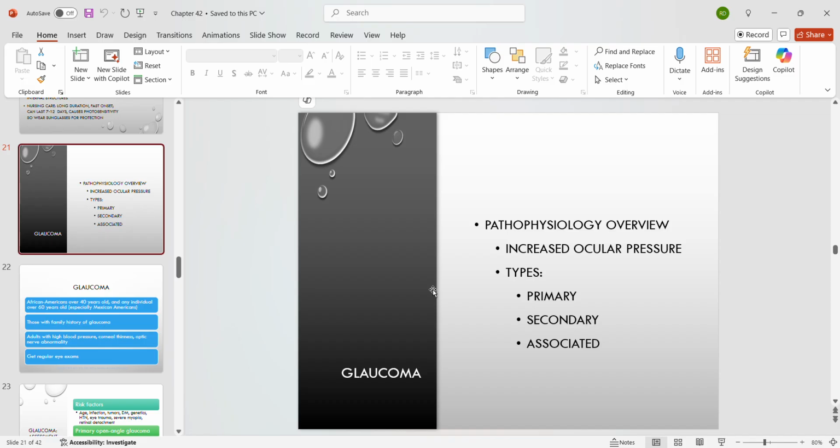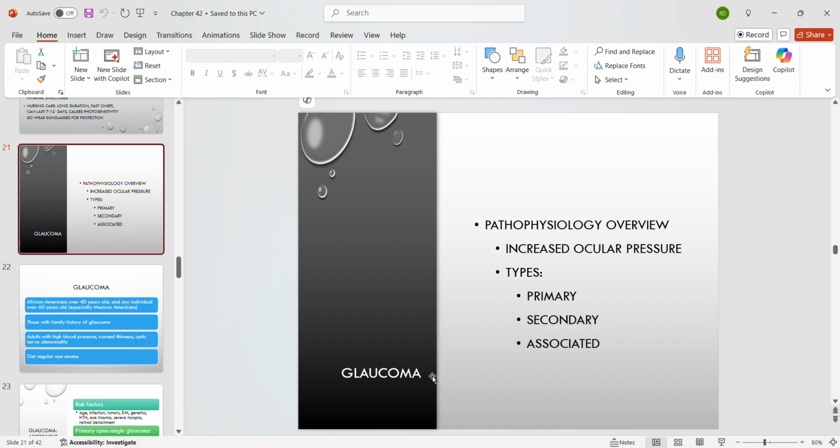And then you've got the chronic angle and the acute angle. The acute angle is a sudden severe blockage of drainage, resulting in rapid increase in eye pressure, and that requires immediate attention. The chronic angle is a gradual blockage leading to slowly increasing eye pressure. You also have congenital glaucoma. That means you're born with it. And then you've got neurovascular glaucoma, secondary to diabetes or a vascular disease.